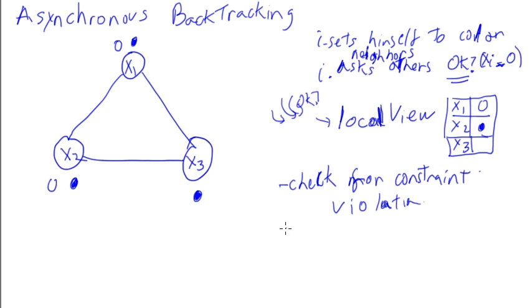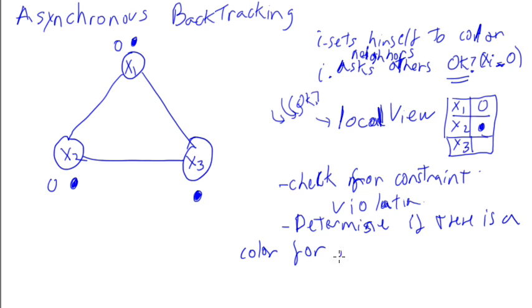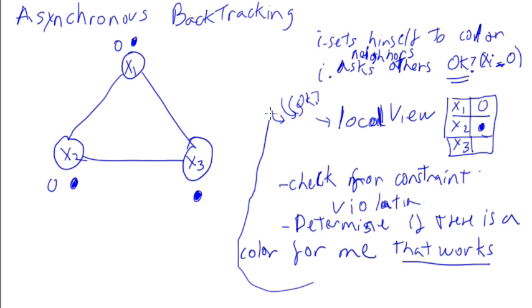More specifically, I determine if there's a color I can set myself to that does not violate any constraints. That's what it means to work. So if there's a color for me that works, then I set myself to it, and if that color is different from the one I'm already at, then I change to it.